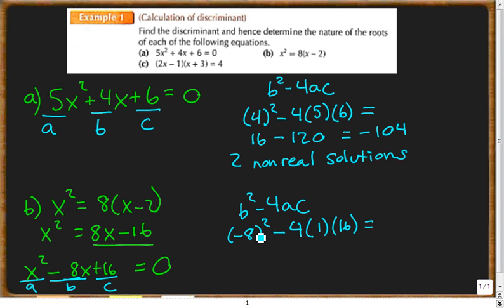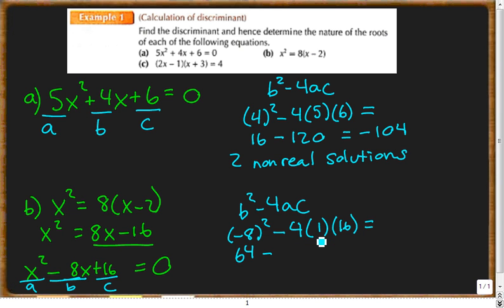Well, negative 8 squared, this is 64. Anything squared is going to be positive unless it's an imaginary number. So that is 64. It's not negative 64. It's negative 8 times negative 8. So make sure that you don't fall into that trap.